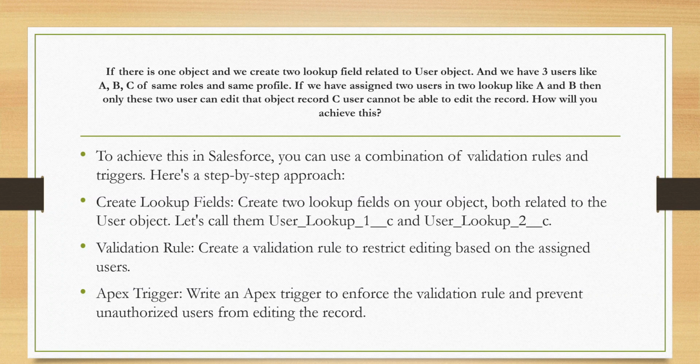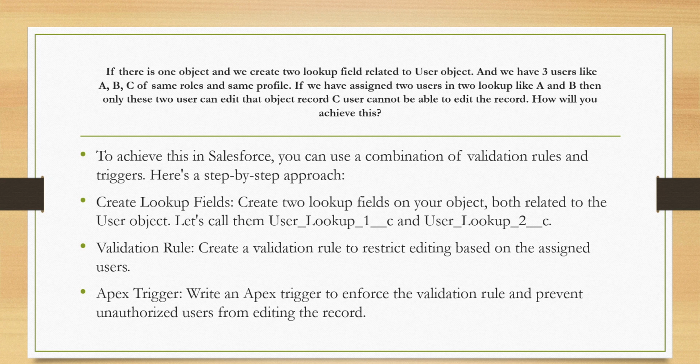If there is one object and we create two lookup fields related to User, and we have three users, A, B and C, of the same role and same profile, and we assign two users, A and B, in the two lookups, then only these two users can edit the record and C cannot edit it. How will you achieve this?